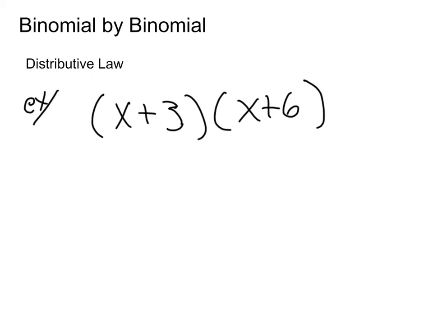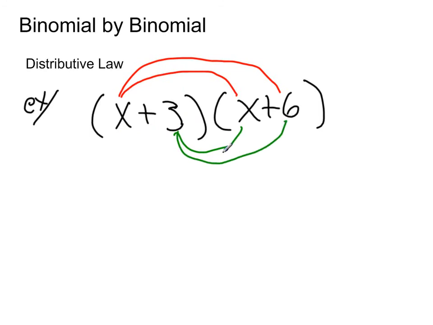Alright, so using distributive law, we're going to take each term from the first binomial and distribute it to each term in the second one. So that means this x here has to distribute to the first term and to the second term. Same deal for the second term 3 here. Has to distribute it to the first term and to the second term. Everyone must be distributed. So let's see how this is going to play out.